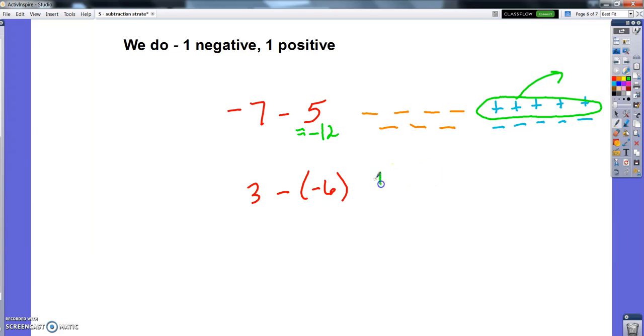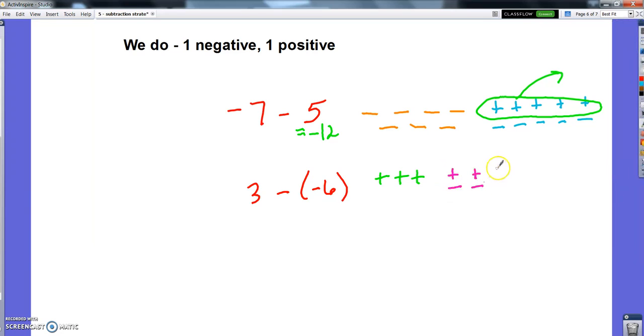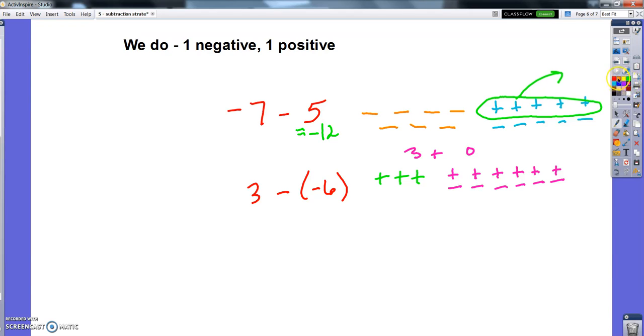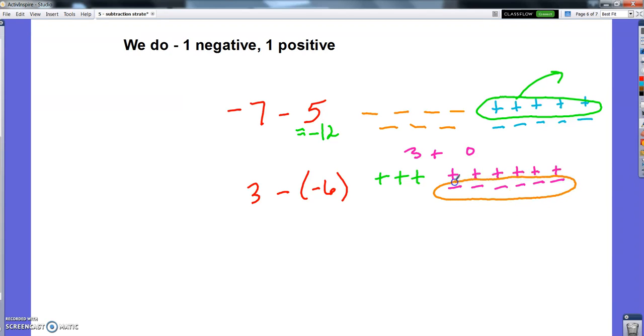All right, last one. Positive 3 take away negative 6. I have no negatives to take away, none. So I'm going to need 6 zero pairs. So now really what I've given myself is 3 plus 0, which is still 3, but it's a very special 3 that allows me to take away negative 6, take away all these negatives. I put them there just to take them away. And I'm left with positive 9. All right, I think that's enough examples for I do and we do.